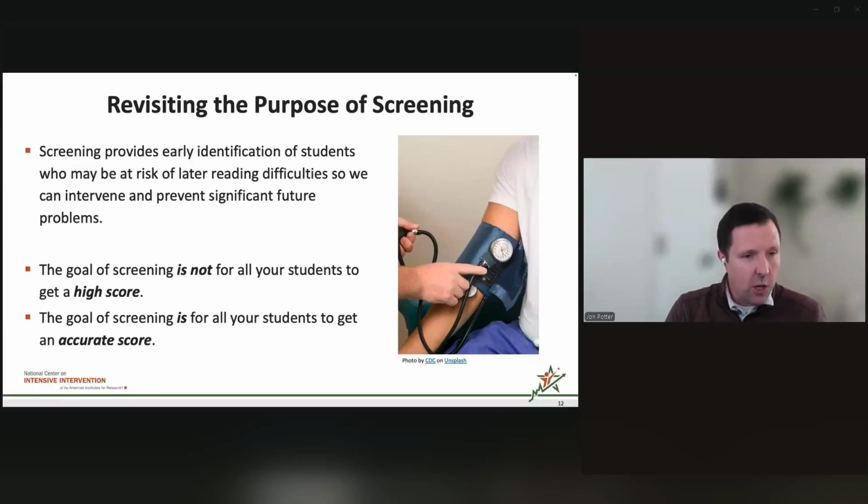And so the goal of screening is just to collect accurate data, be it high, be it low, it doesn't matter. I just want to know where kids are at so I can really be informed in my next steps. Now, again, instruction, your goal every day as a teacher is for your kids to get high screening scores. But when you're actually collecting that data, I just want to know accurately where kids are at.